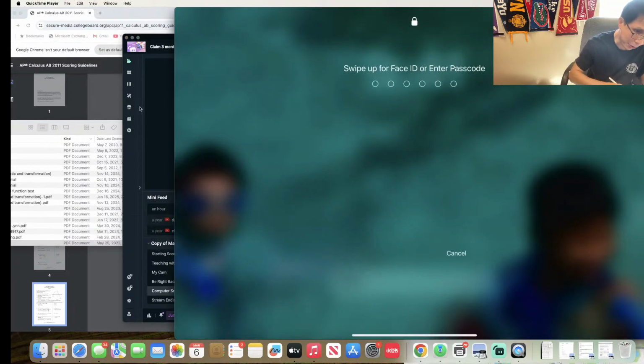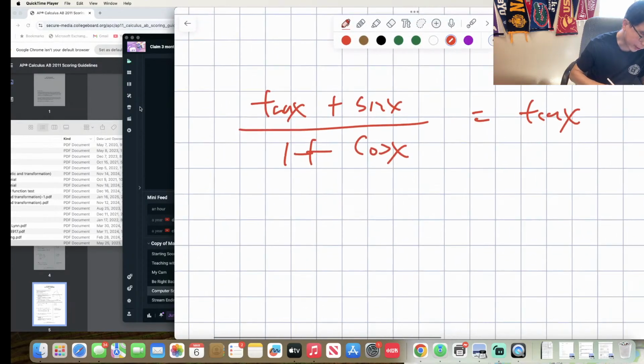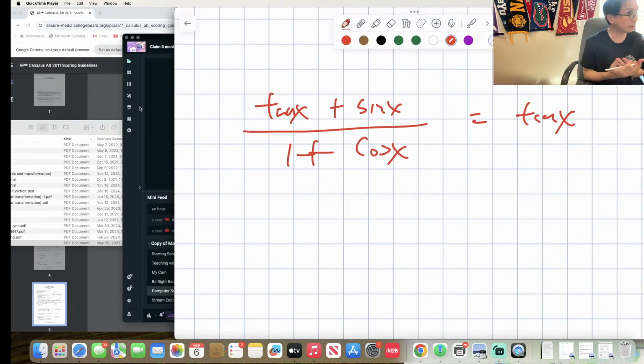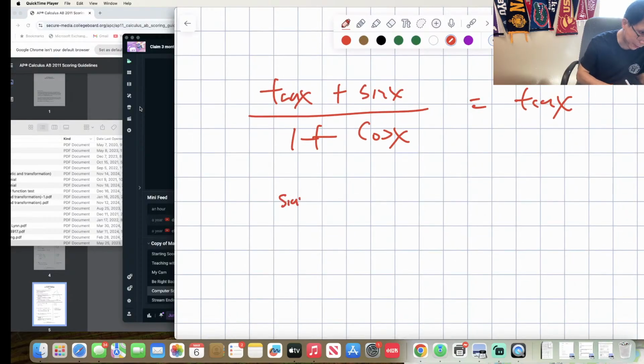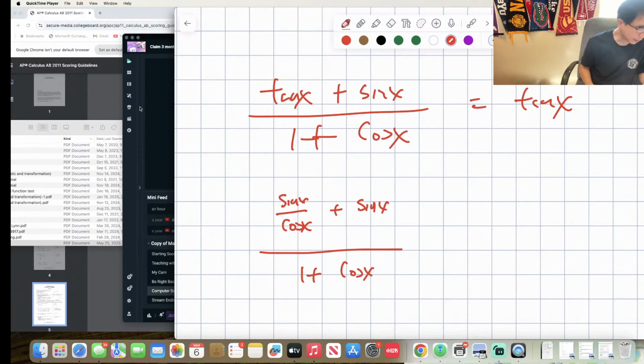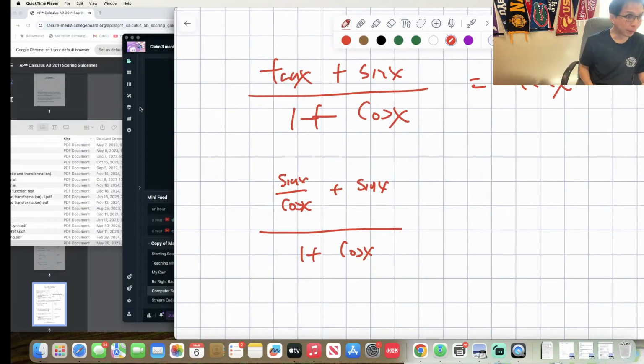All right, so let's try it. Obviously, the left side is more complex. I can convert this to sine of x over cosine of x plus sine of x over 1 plus cosine of x. So the problem is the top. The top is two things. Can I combine them? So I multiply this side by what? Cosine of x over cosine of x, right?